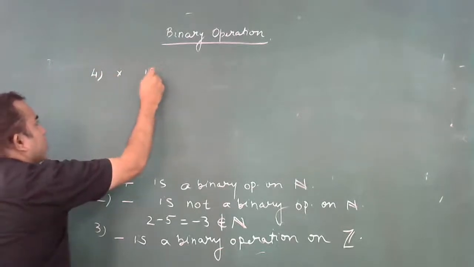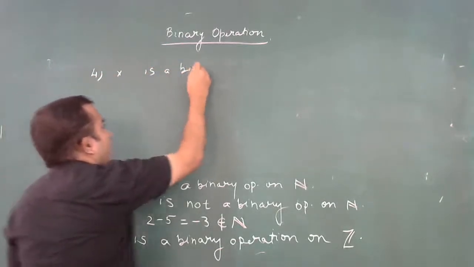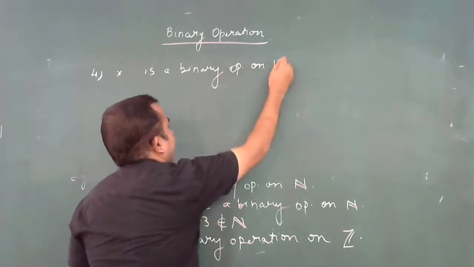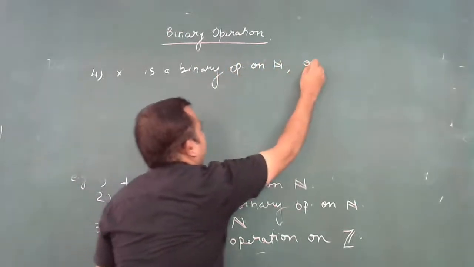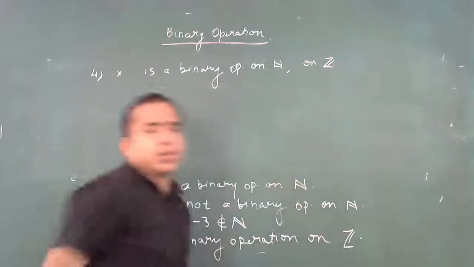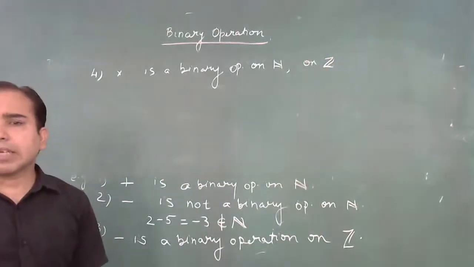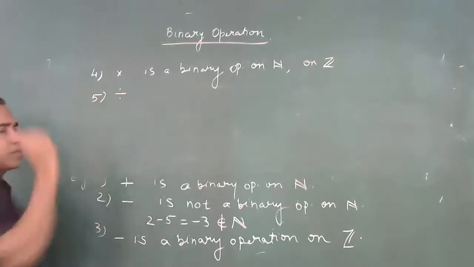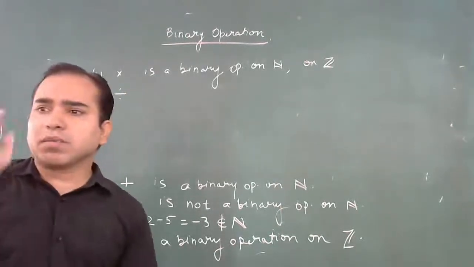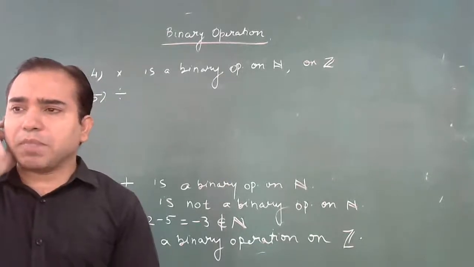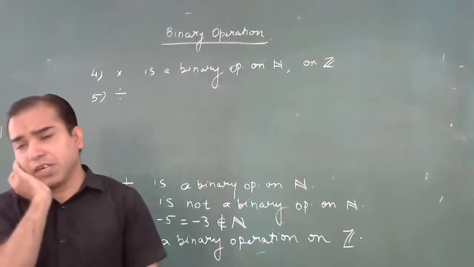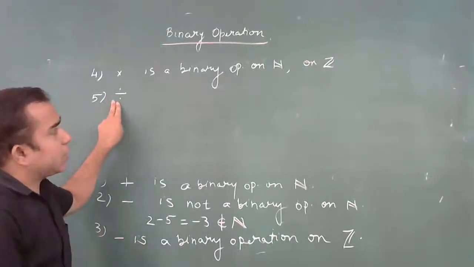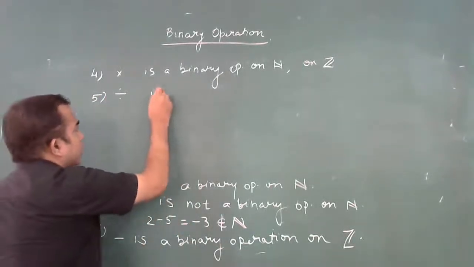Multiplication is a binary operation on N, and I think on Z as well. Okay. What about division? ठीक है, yes बोला. ये नहीं पता कि multiplication के लिए बोला कि division के लिए बोला. डिवीजन के बारे में भी पूछ रहा हूँ. What about this division? Is it a binary operation?